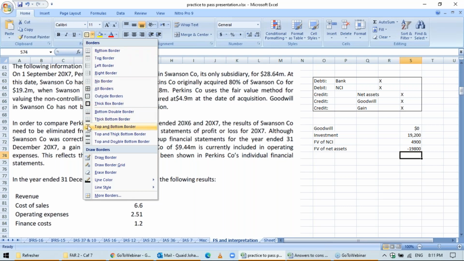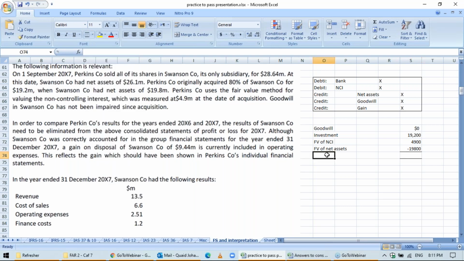So what is goodwill? Goodwill is the excess investment, so excess investment over the fair value of the net assets. So net assets are 19,800, but the investment is greater than it by how much? This is by 4,300. So that's the goodwill.